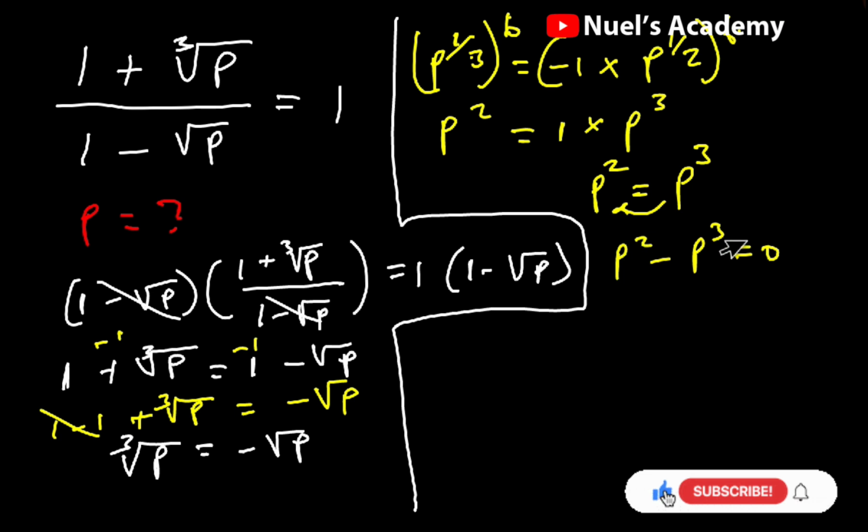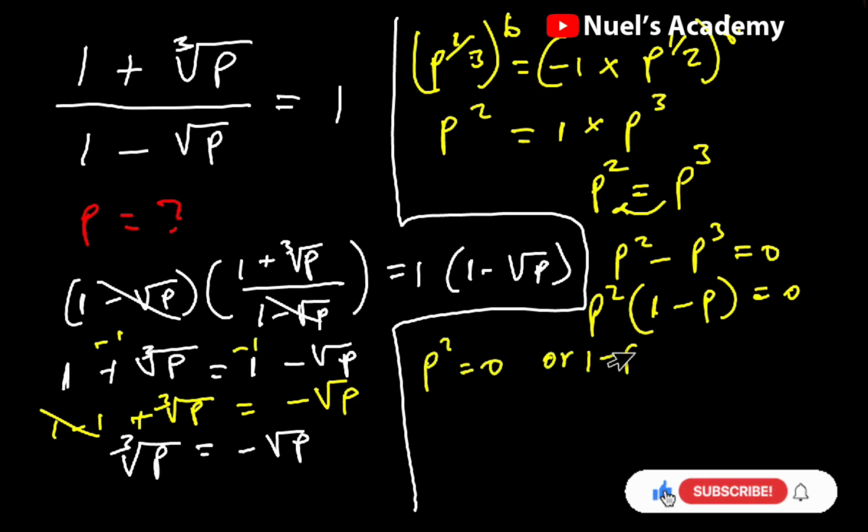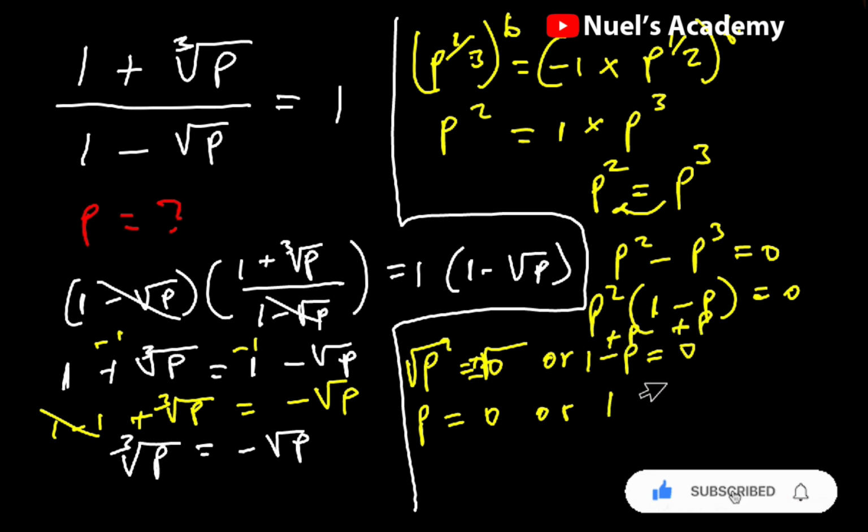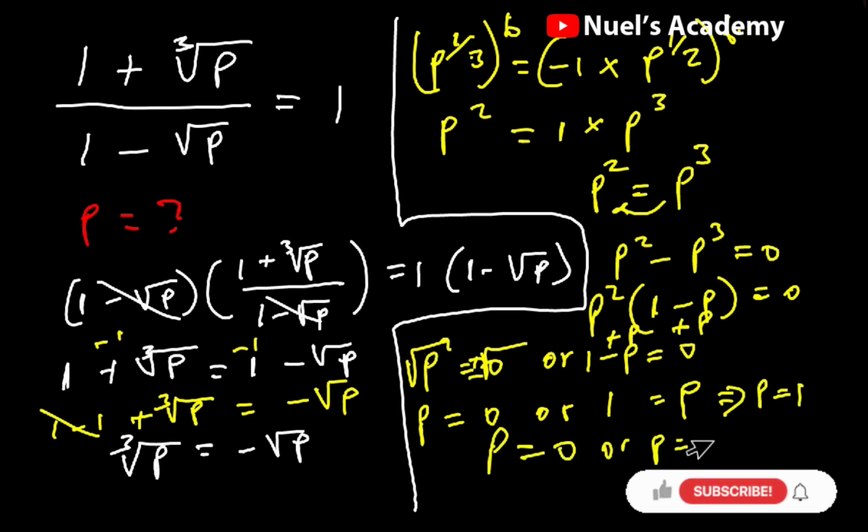We can factor out p squared from this equation. p squared divided by p squared is 1, then minus p cubed divided by p squared is p, so this equals 0. So you have p squared is equal to 0, or 1 minus p is equal to 0. Let's take the square root of both sides for the first one, so that we have p is equal to the square root of 0, which is 0, or 1 minus p is equal to 0. When we add p to both sides, we have 1 is equal to p. So we have p equal to 0 or p equal to 1.